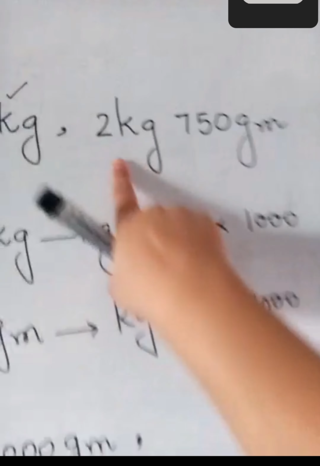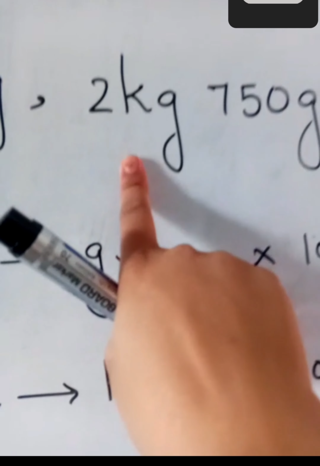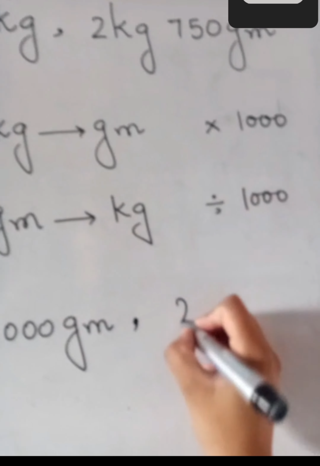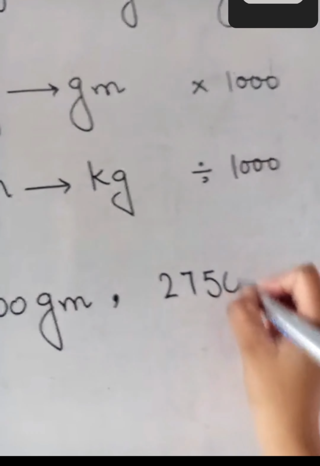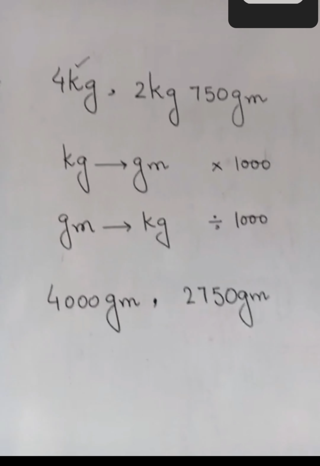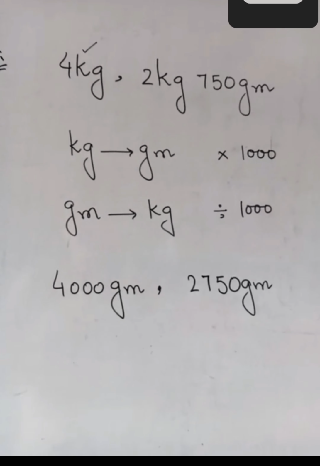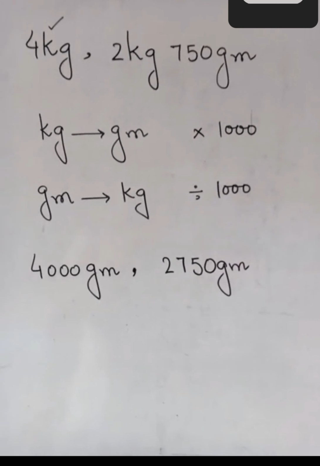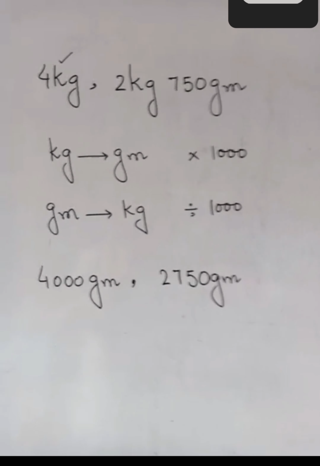And the other term is 2 kg. 2 kg means 2000 grams. 2000 grams plus 750 grams, so it will be 2750 grams. Is it clear? Now can you solve it further? Okay, now check parts 4, 5, 6, 7. How many parts are there? Can you do it or not?